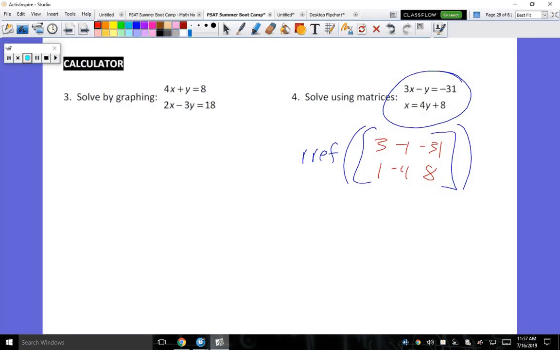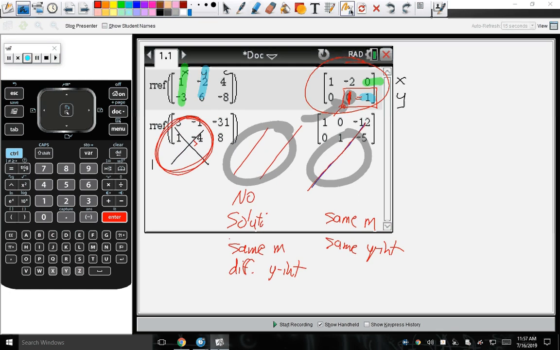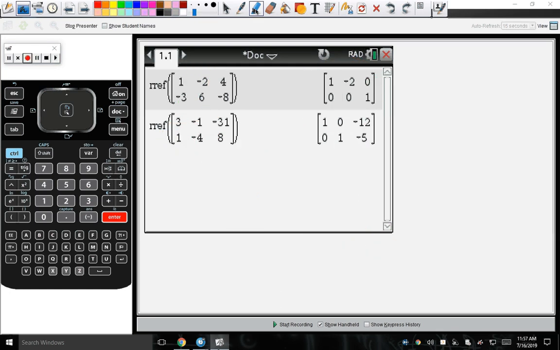How many answers do I have? 1, no solutions, or infinite solutions? 1, because of that number right there. So do I have to ask myself, since that's a 1, are those equal? No. Because it's a 1, I go straight to, this is x, and this is y. Are we good? And you can put it like that, or you can write your answer like a coordinate pair.